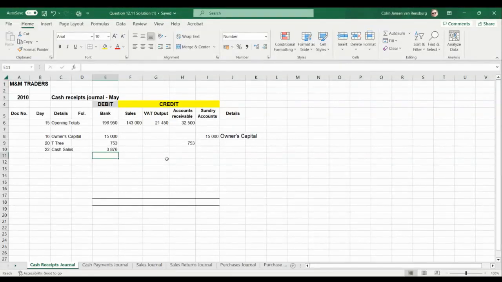Okay, so we've got that. Now let us go and calculate the sales and the VAT output. It doesn't affect our accounts receivable. So we already know it's not a debtor that paid us. So our accounts receivable will not be affected. So the two accounts that will be affected besides our bank account will be the sales and the VAT output. Now, again, it doesn't matter which one we calculate first. Let's maybe calculate the VAT on its own.